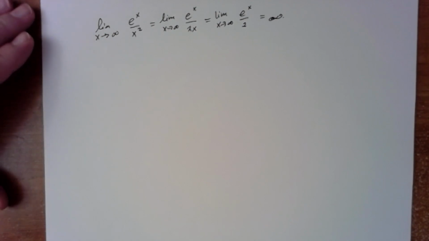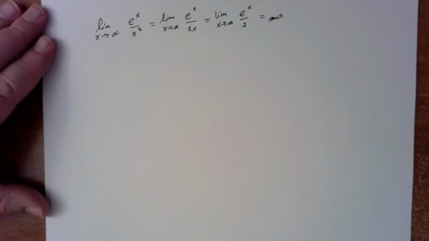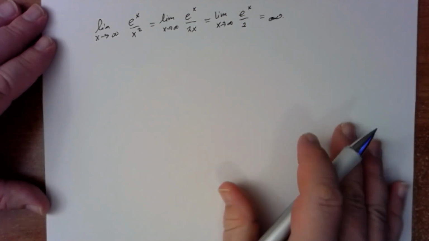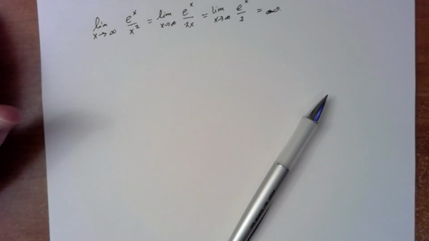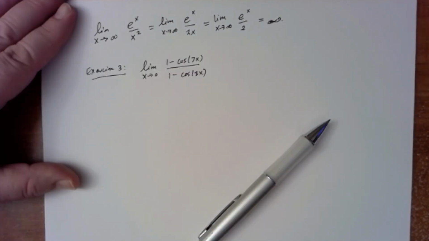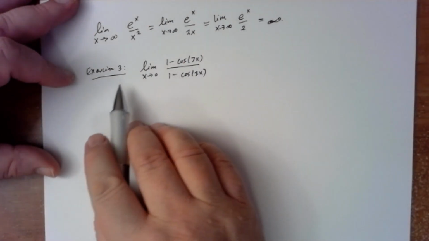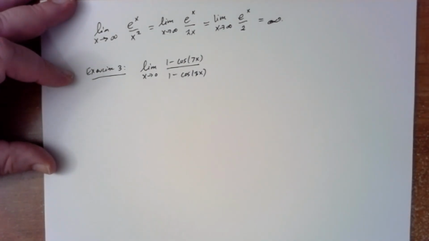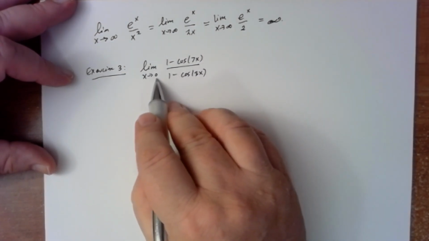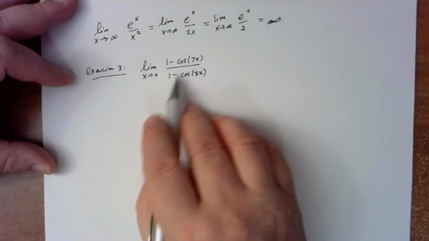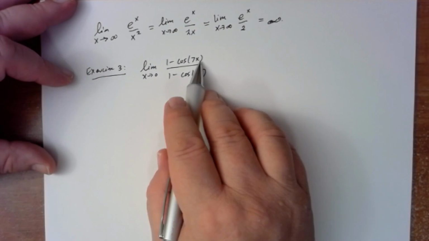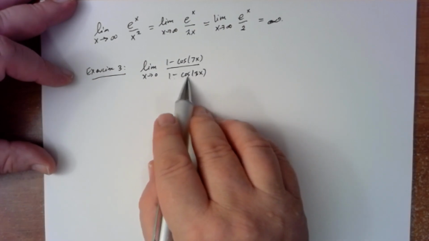Good. How about just finding another example. Let me pause for a second to find a good example. Okay, so this is exercise 3 in the exercise section for 2.8. And so let's take a look at the limit as x approaches 0 of 1 minus cosine of 7x divided by 1 minus cosine of 3x.